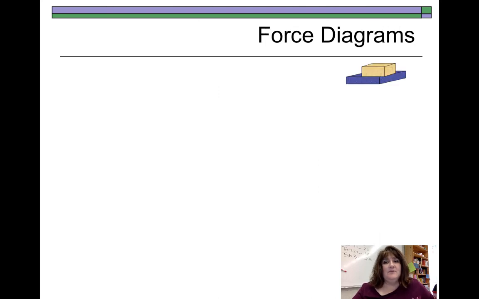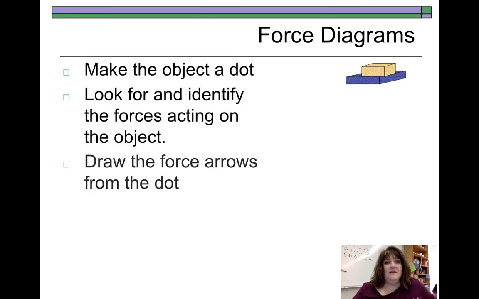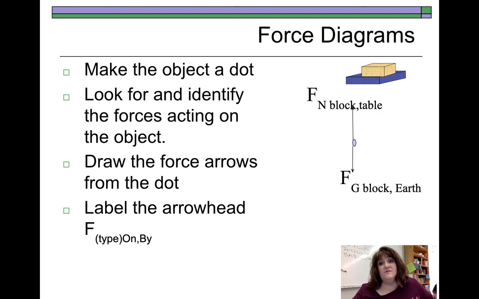Again, another example, a block sitting on a desk or a table. Turn it into a dot, right? Look for and identify the forces acting on the object. Draw the force arrows from the dot and label each arrowhead. So the block becomes a dot. We have gravity going straight down. We have normal going straight up. This is the force of gravity on the block by the earth going down, and the force of normal on the block by the table going up.